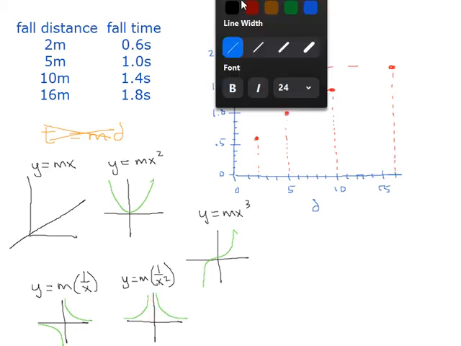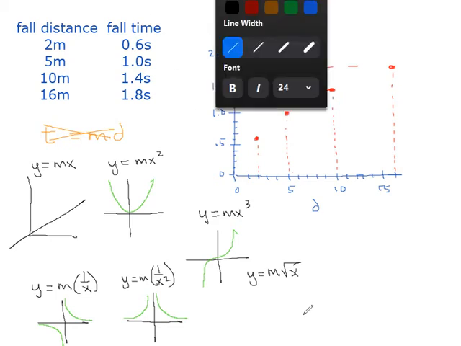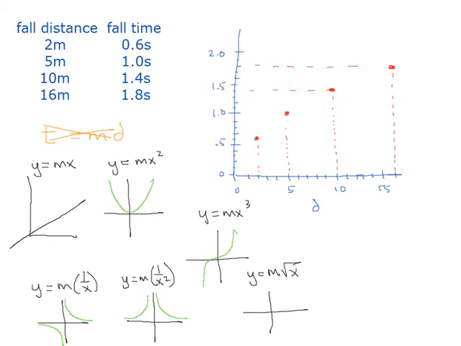And a last one I want to show you. Sometimes instead of a power of x, it's a root of x. You can have things like m root x. And their graphs hook sideways. They give you a shape like that.